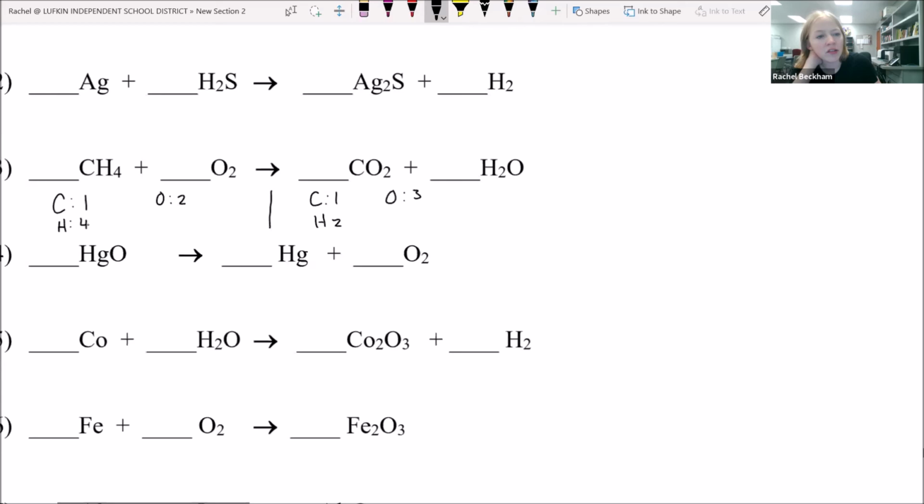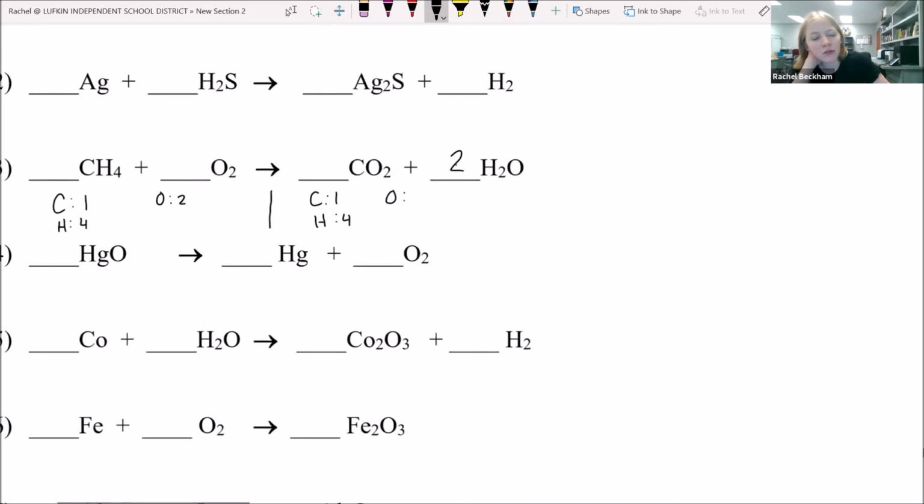This side has twice as many hydrogens as this side. So I'm going to put a big 2 right here and then adjust what I need to adjust whenever that happens. So 2 times 2 now makes 4, and 2 times 1 now makes 2.